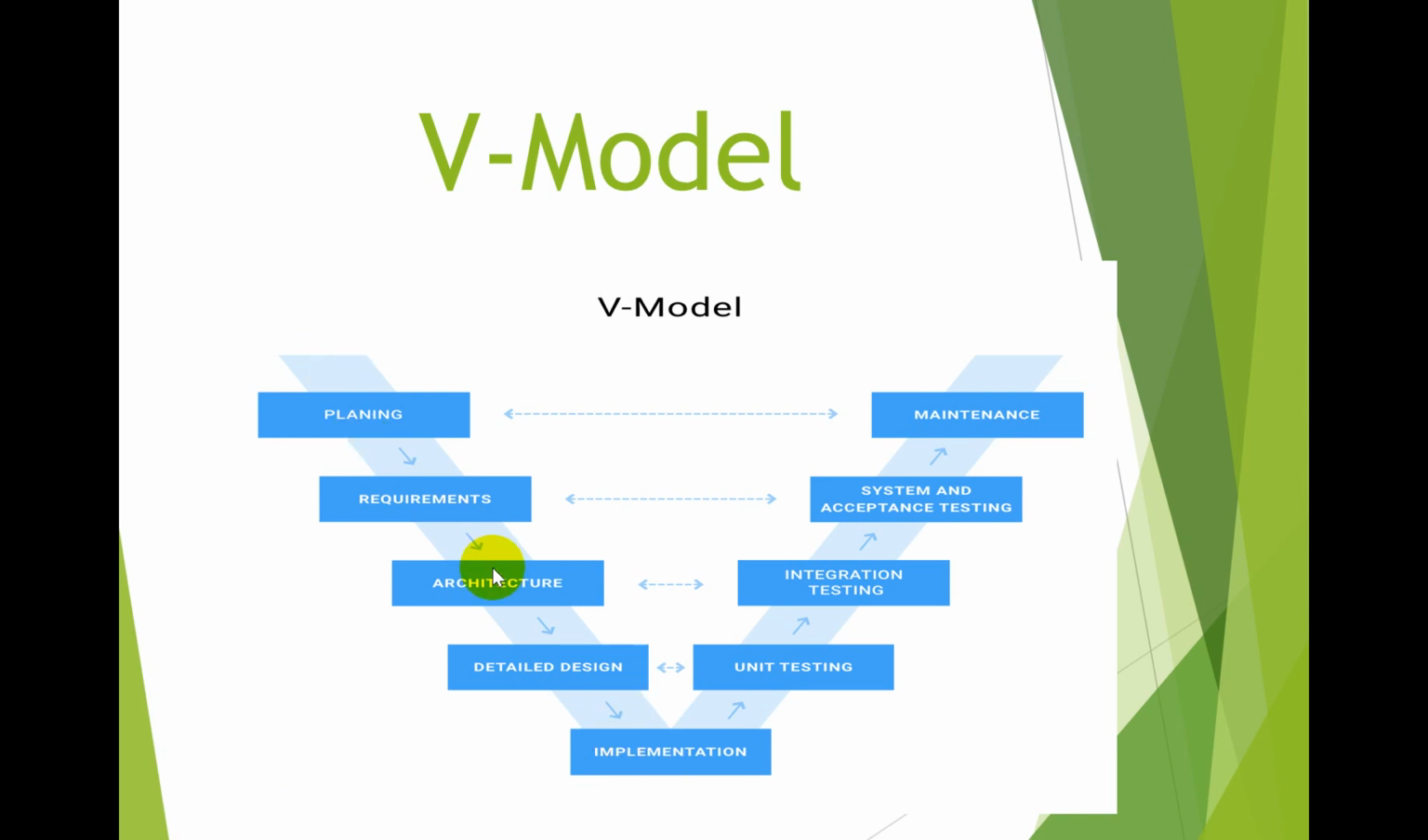So this is the downward flow. Inside the downward flow, we take the information, create the document, generate the architecture, decide the design, and then start implementation. Now implementation is done, right? Now we are going for the upward flow.